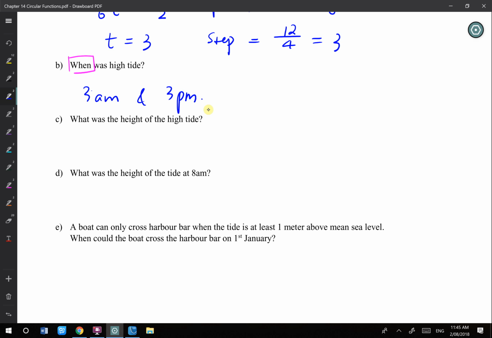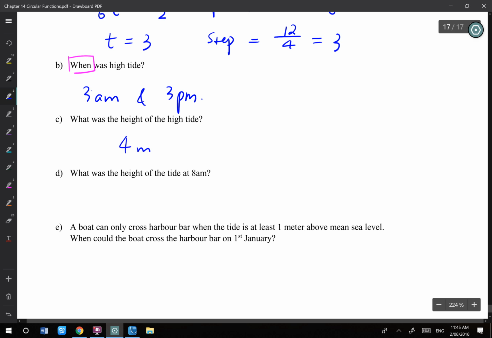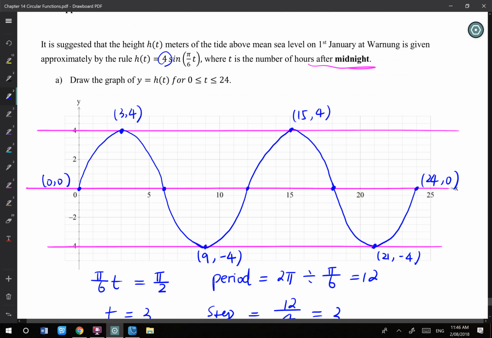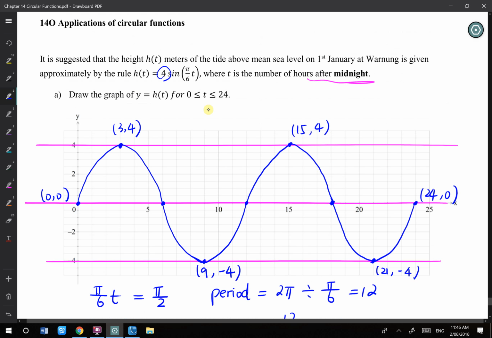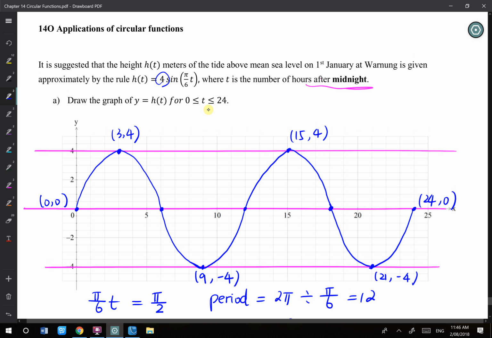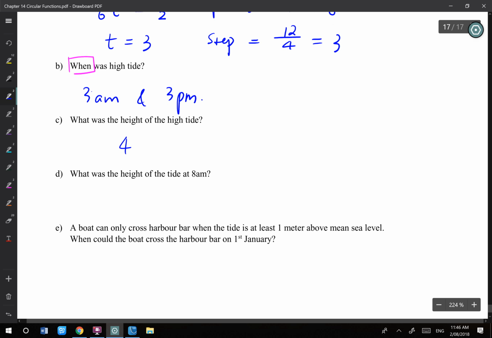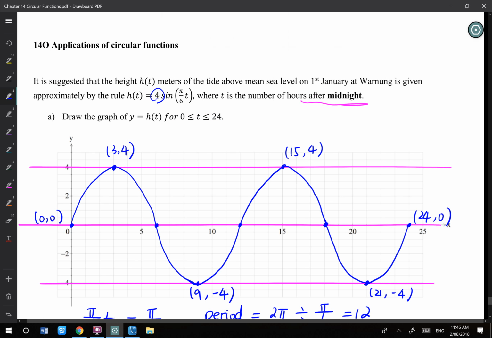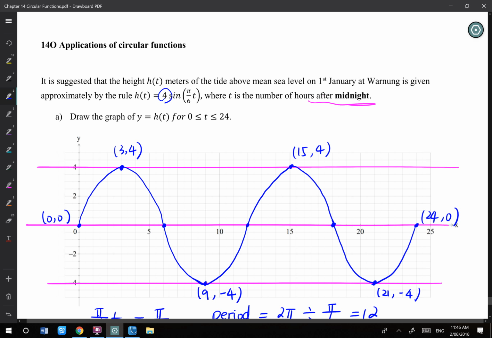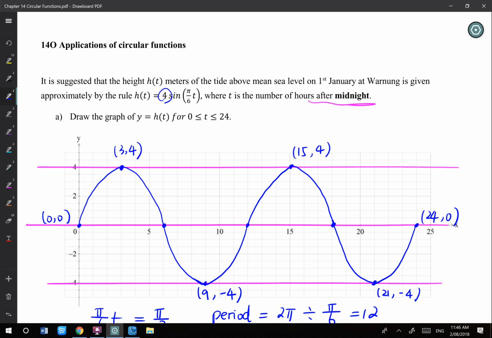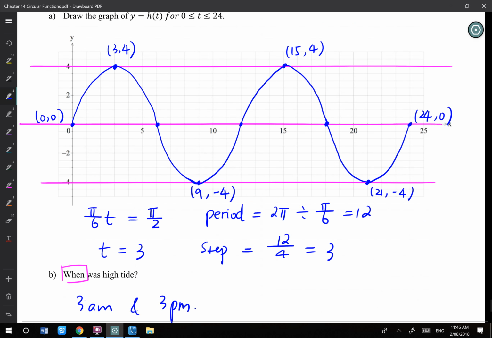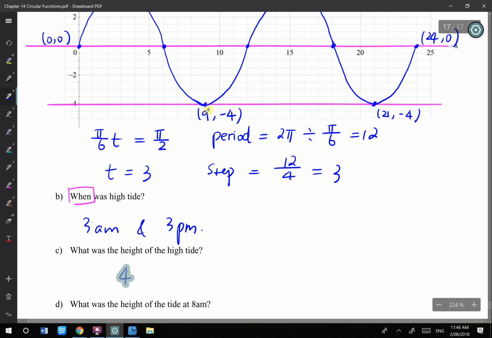What was the height of the high tide? 4 meters. It's the maximum value, which is 4 meters. Is the unit in meters? If no unit is given, just answer 4. Is that meters given somewhere? Oh yeah, it's at the beginning, so it's 4 meters. It's given.